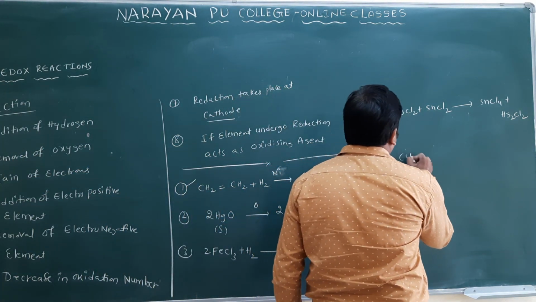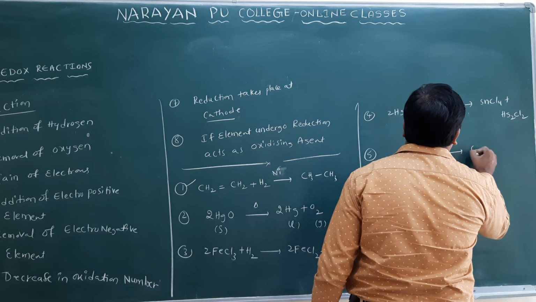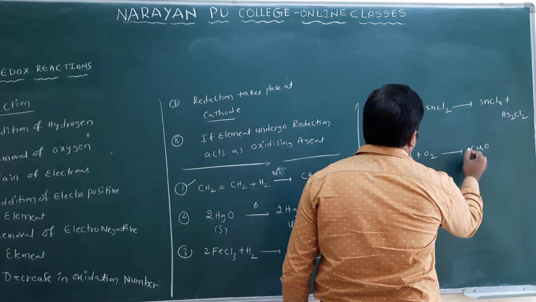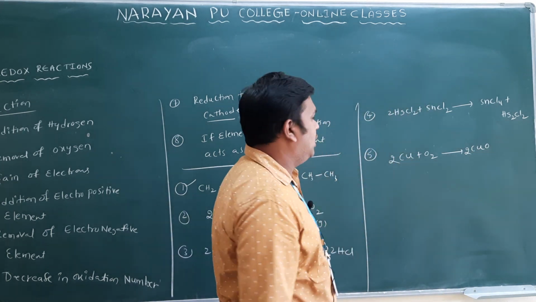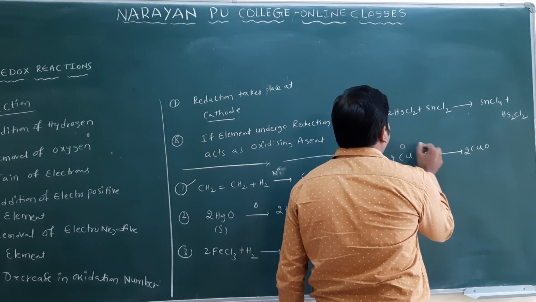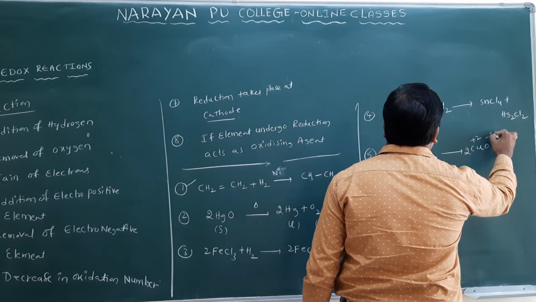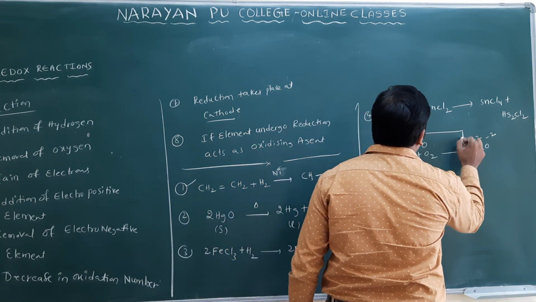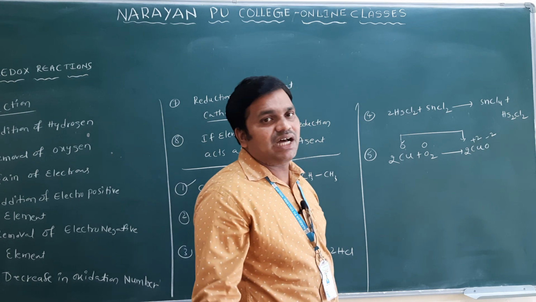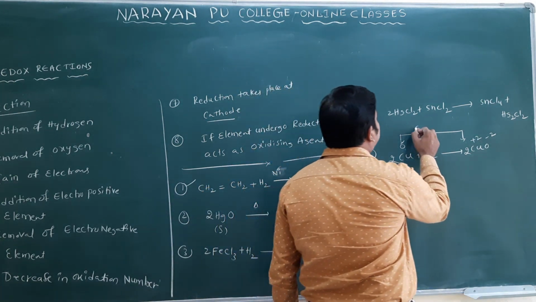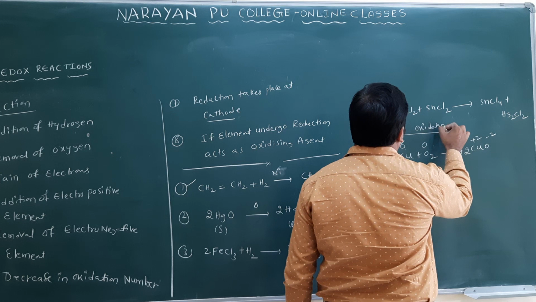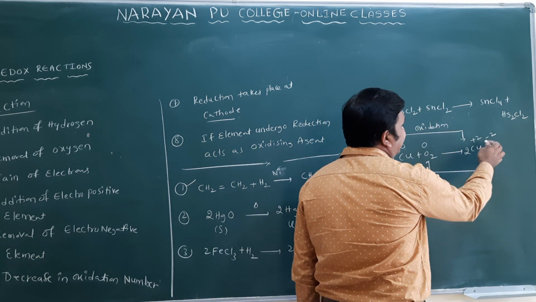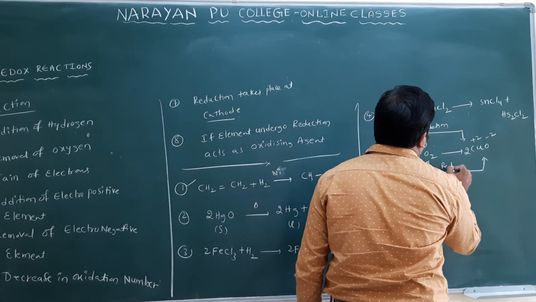Let us see this example: Cu plus O2 gives rise to CuO, or you can write 2Cu plus O2 gives 2CuO. Let us write the oxidation numbers: 0 and 0, and this is plus 2 and minus 2. Now the copper is converted into Cu plus 2, so the oxidation number increases. Increasing oxidation number is called oxidation only. Here the oxidation number decreased from 0 to minus 2. This we call reduction.